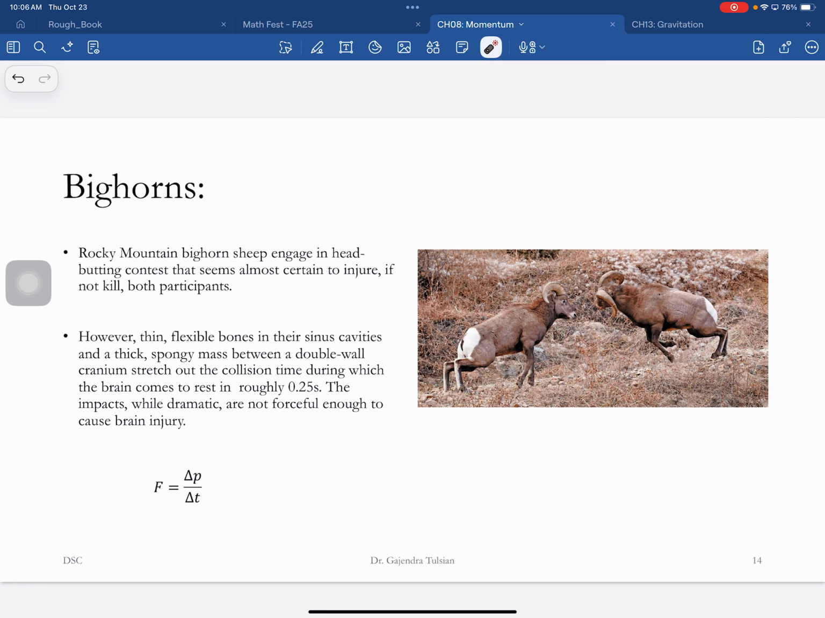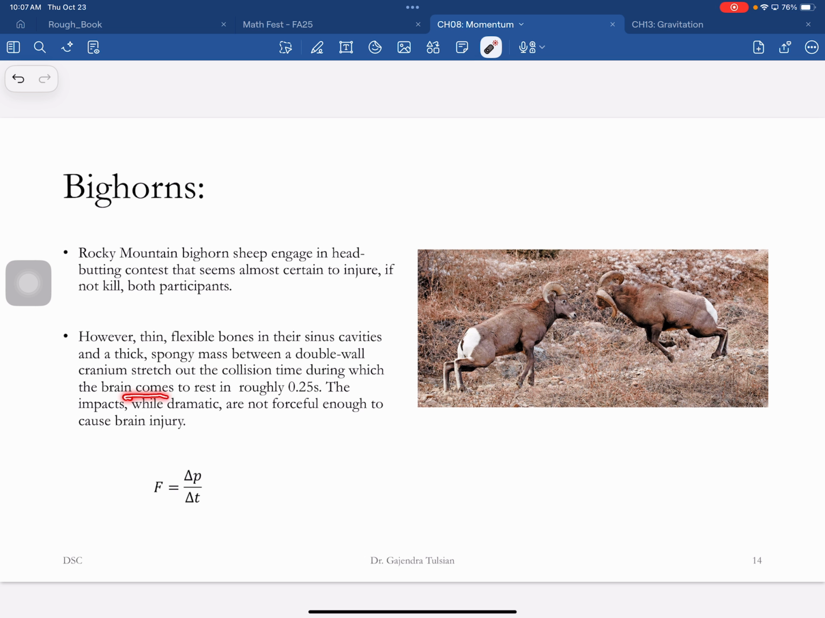So the bighorn sheep have thin, flexible bones in their sinus cavities. The bones are like springs, so they can increase stopping time. They have spongy mass between a double wall cranium, and that also helps, I guess, in shock absorption.